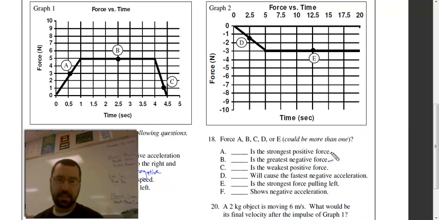Okay, number 18. Here we're talking about, is it the force at A, B, C, or D, and there could be more than one. So what is the strongest positive force? Well, the positive forces are all on graph 1. The strongest one would be here at B. What is the greatest negative force? Once again, this is pretty easy. Just right here at E. The weakest positive force, which one would that be? It'd be here at C, because that's only at 1 Newton.